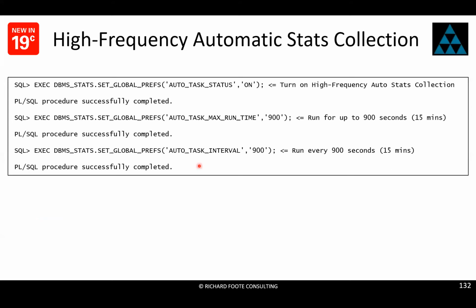Now, the other thing you can do is what's called high frequency statistics gathering. It's turned off by default on an Exadata, but turned on by default if you were on an autonomous database. And you can control for how long the stats gathering runs and how frequently you want it to run. And these are in seconds. So effectively what I'm saying here is I want to turn high frequency stats on. I want it to run for 15 minutes, and I want it to run every 15 minutes. So effectively, this could be running all the time in the background.